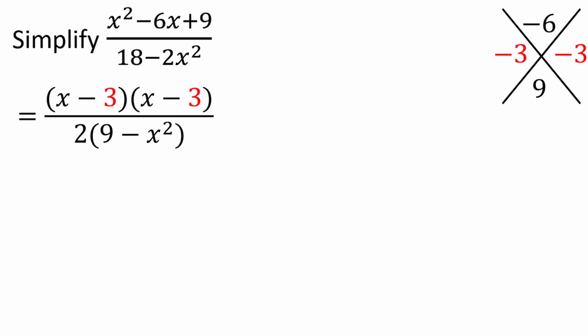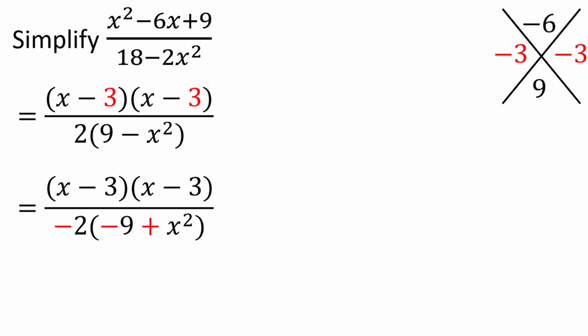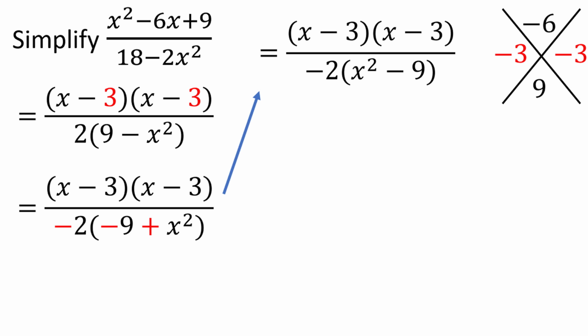On the denominator, we have a difference of squares in parentheses, but I'm going to rewrite it in a more familiar form by first factoring out a negative 1, so that we have negative 2 times negative 9 plus x squared. All this did is change the sign of each term in the parentheses. Now I'm going to switch the x squared and negative 9 around, so that we have negative 2 times x squared minus 9 in the denominator.